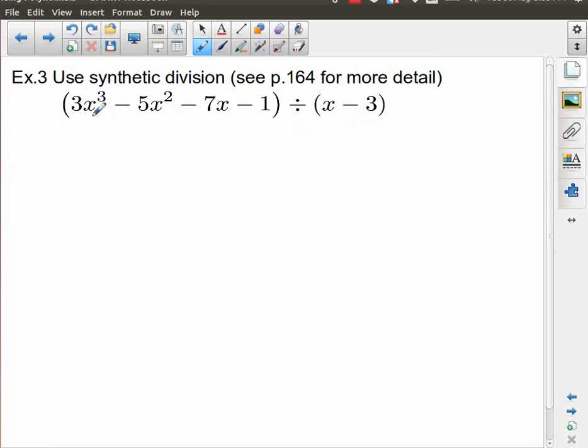Now, one of the things it gets rid of is we don't bother writing out these x cubed, x squared, etc. It requires that you have every term represented. So again, I've mentioned this before. If you were missing, for example, the x squared here, you would still write in a 0x squared. And so the first thing I would do is I'm going to write those values. 3, negative 5, negative 7, negative 1. And make sure you space them out, okay? Give yourself a little bit of room.